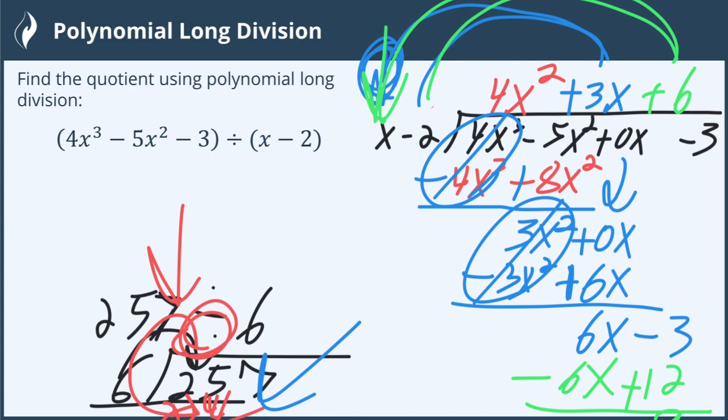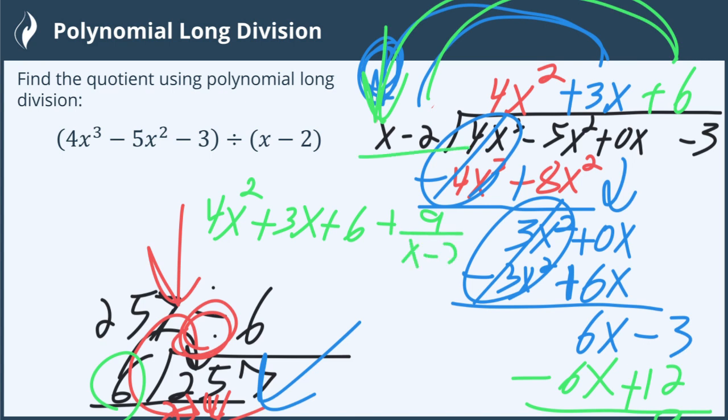So that's just like the remainder that you had before. In polynomials, our remainder will be written as a quotient. Remember, if you had like a 2 left over, you'd put 2 over whatever this divisor is over here on the left. Well, we're going to do the same thing. So I'm going to write 4x squared plus 3x plus 6. And then my remainder is positive 9 over my divisor, x minus 2.